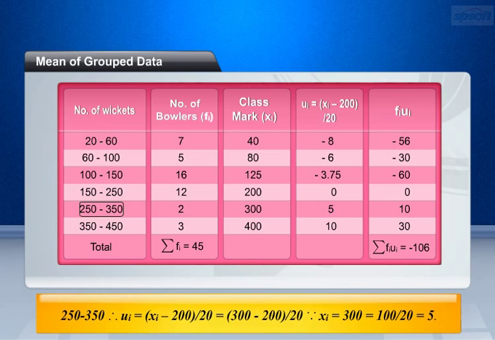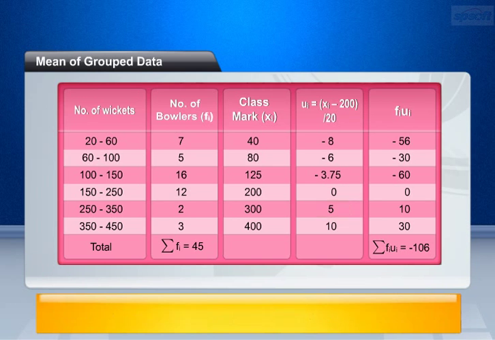Consider the class interval 250 to 350. Therefore ui equals (xi minus 200) by 20. This is equal to (300 minus 200) by 20, since xi equals 300. This is equal to 100 by 20, which is 5. Now fiui equals 2 into 5, since fi equals 2. This is equal to 10.